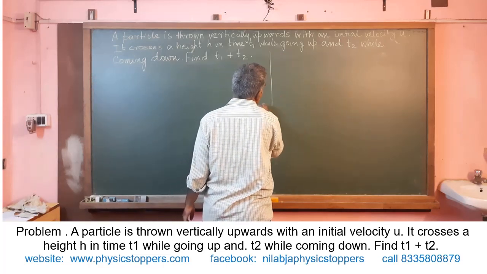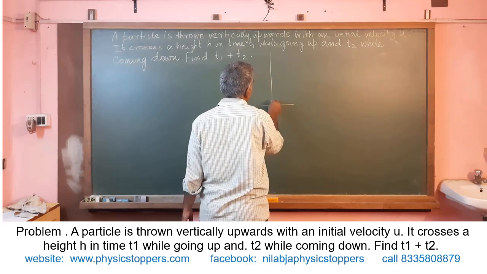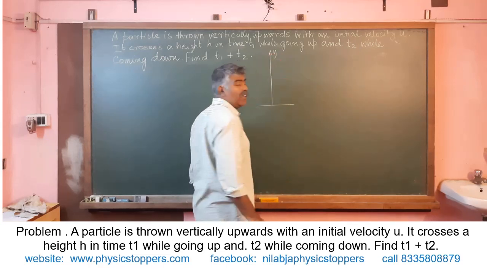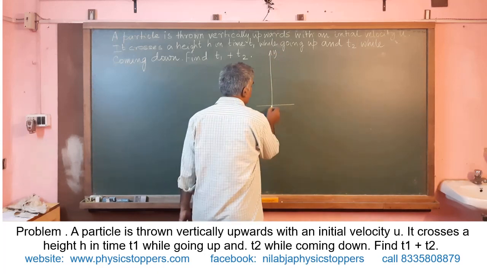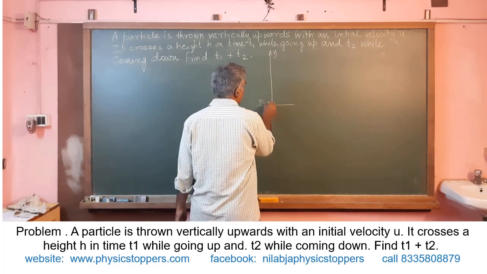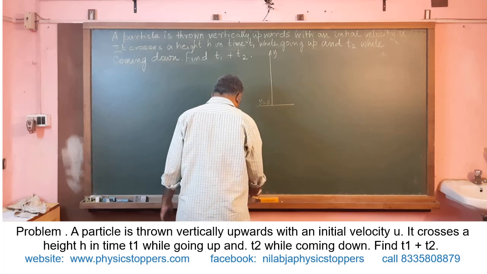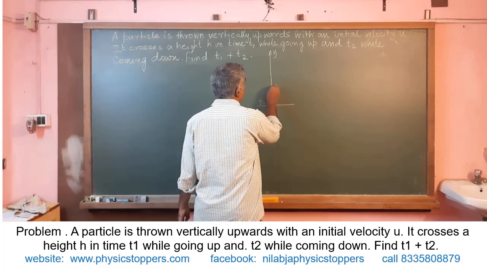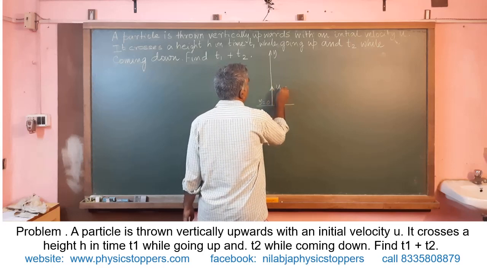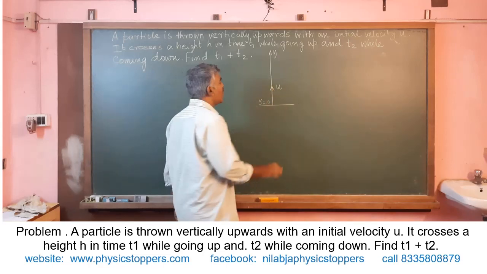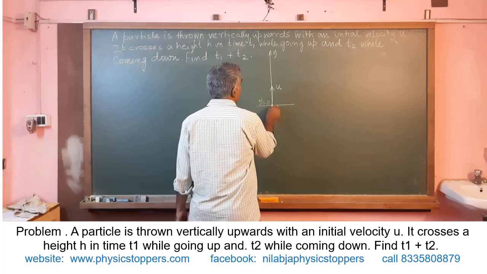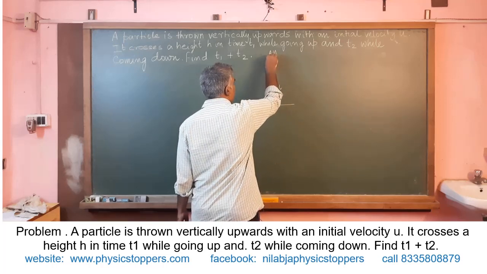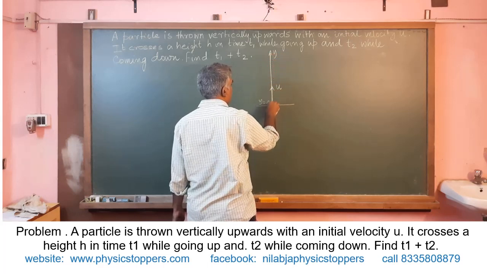Suppose this is the y-axis where we actually take the particle displacement. Here y is equal to 0. This is the point, and the particle is thrown vertically upwards with an initial velocity u. What happens? This particle goes up, and it comes down like this.